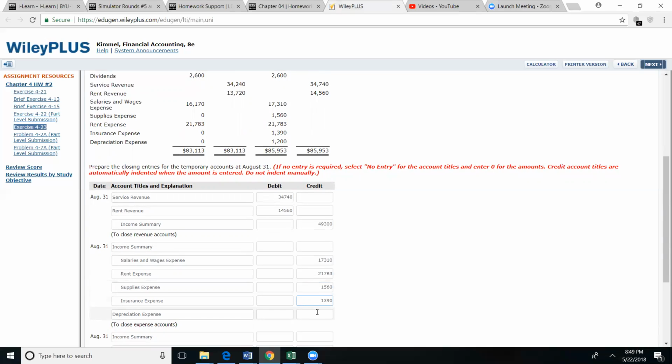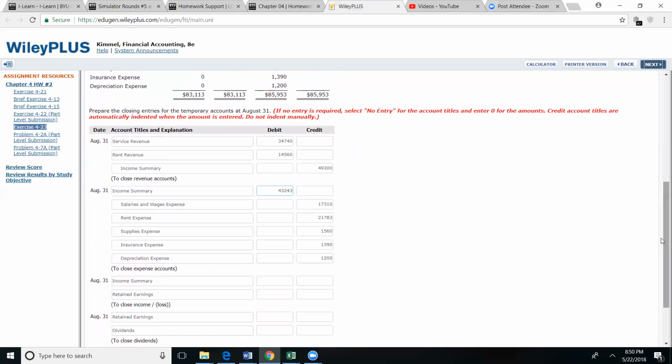And the depreciation is, whoops. Let's see, 1,390. Okay, sorry, 1,200. In order to get all of the expense accounts to zero, we need to credit them and then debit the income summary account in the amount of all of these numbers added together. So that's $43,243.